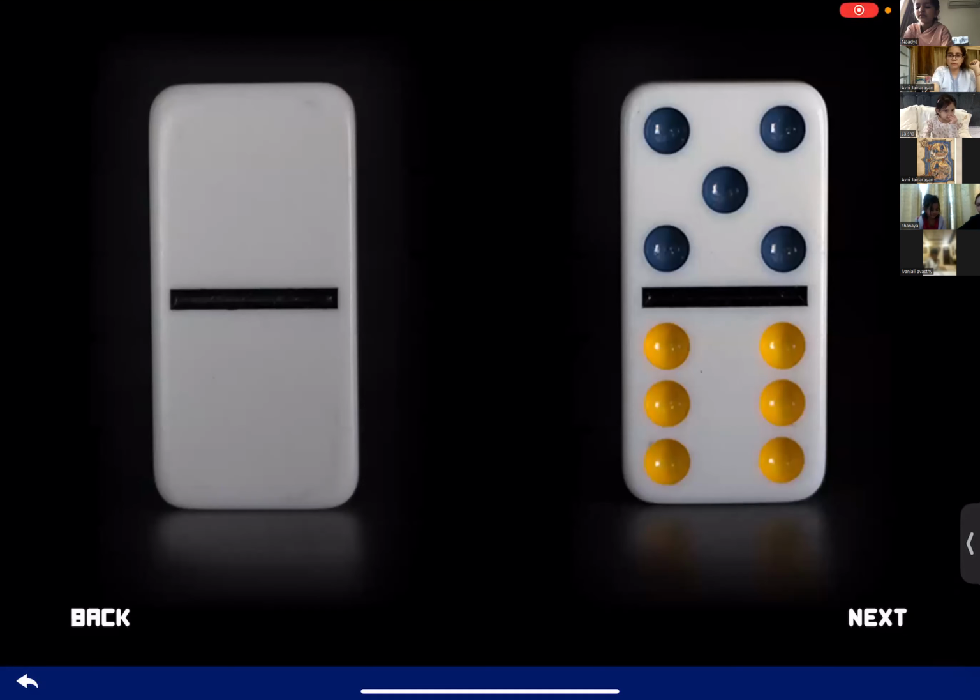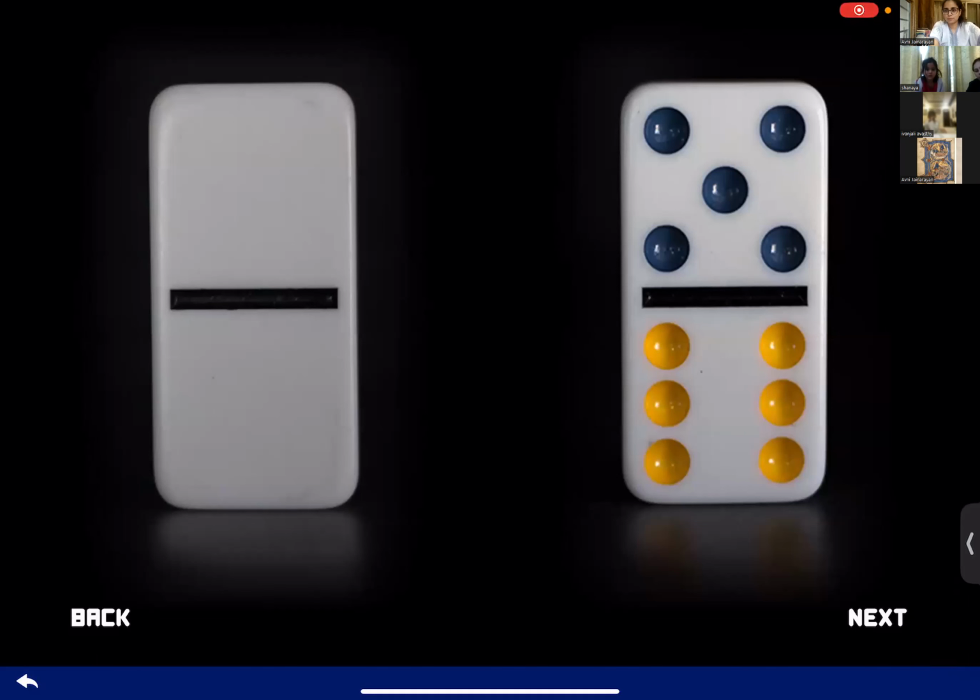Next question is only for Evanjali. Can you tell me which number is this? How many yellows do you see? 6. How many blues do you see? 5. 6 plus 5 is? 6 and 4 is 10. We have one more than 10. What is one more than 10? 11. Okay. Next question.